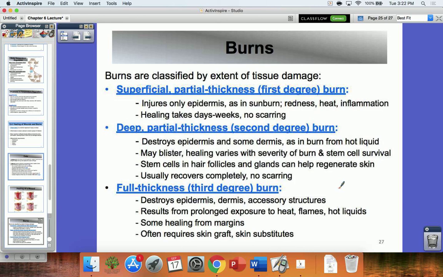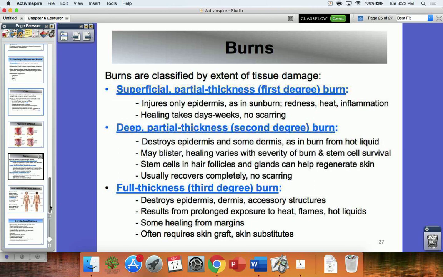So, one of the last things we're going to talk about will be burns. And with burns, we have 3 different types. They can be either superficial, deep, or all the way through. So first, second, or third degree burn. We've all probably had some type of first degree burn where it's only going to burn through the epidermis.